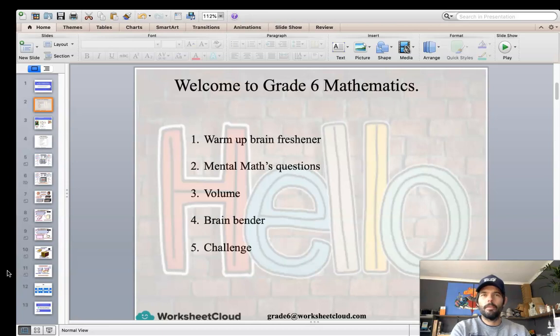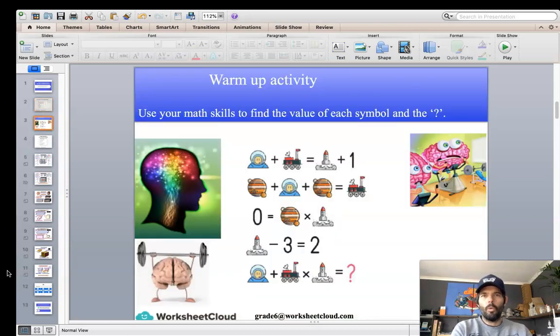Today we're going to be looking at volume. That's our main theme. So we've done area, we've done perimeter, and now the next step is volume. And on either side of our main theme, we've got our warm-ups, challenges, and brain benders. So let's get straight into our warm-up for today. Bit of a space theme. Please tell me the value of each symbol, and then don't forget the pink question mark at the end.